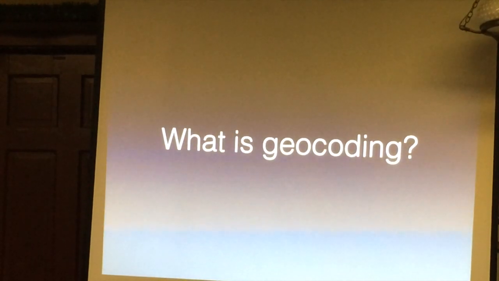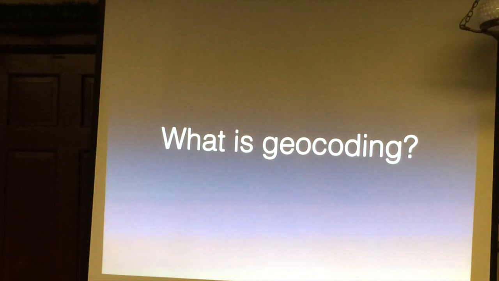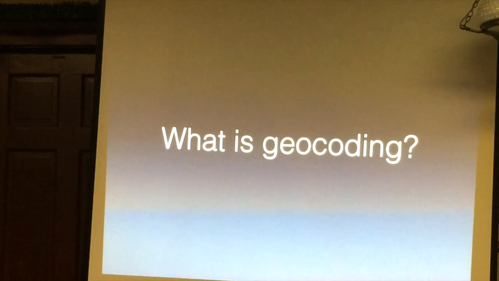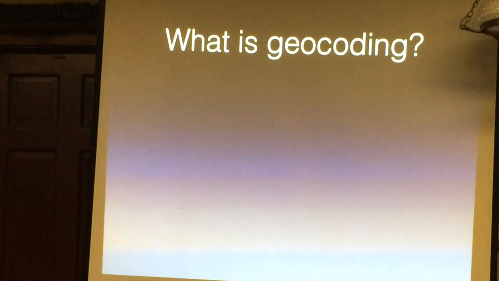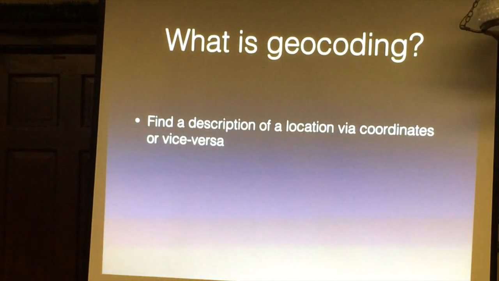What is geocoding? Does anybody want to hazard a definition before I give the official definition? No? All right, fair enough. So geocoding is basically that you can find a description of a location via coordinates or vice versa. That's sometimes called forward and reverse geocoding.